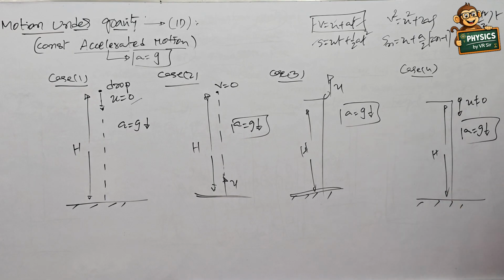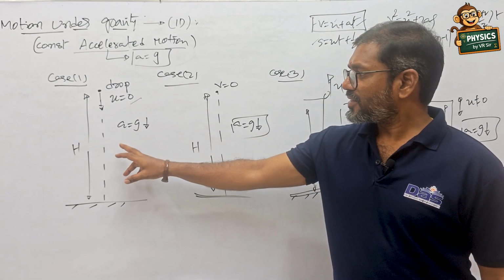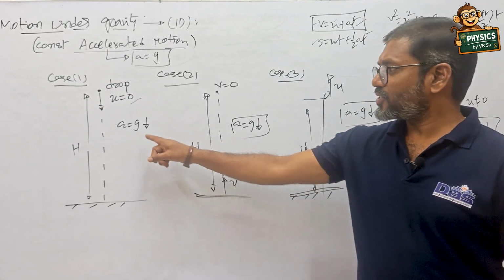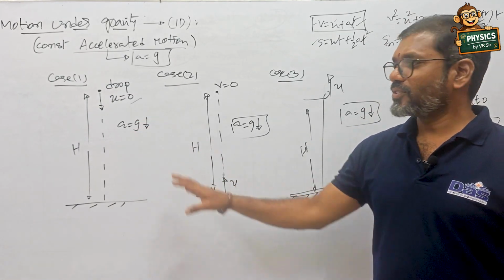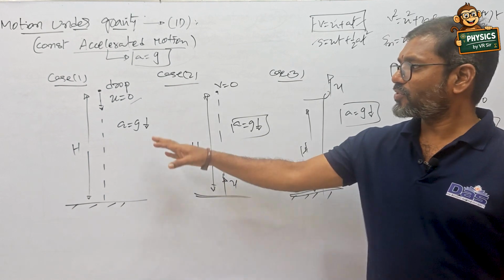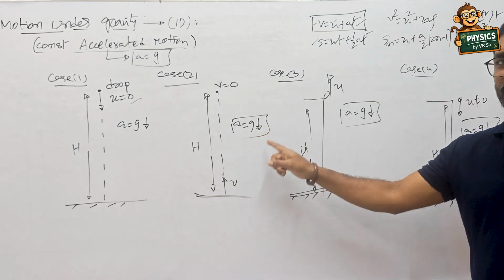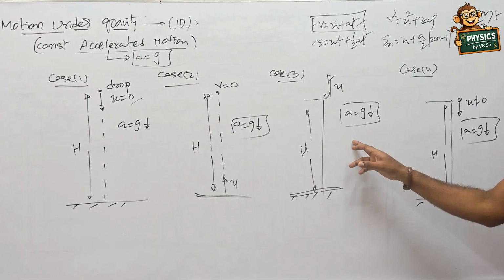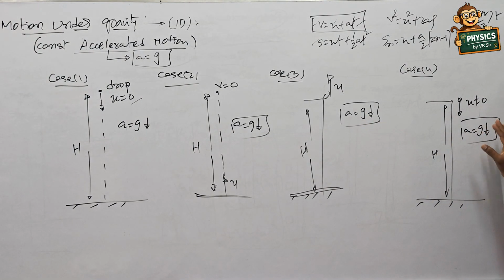Now based on this logic, think about what sign we have to assign to acceleration due to gravity in each case. Here, no need to give a negative sign, no need to follow the sign convention. Here we have to give a negative sign to the acceleration due to gravity. Here also a negative sign. Here no need to follow the sign convention. Hope it's clear too, right?